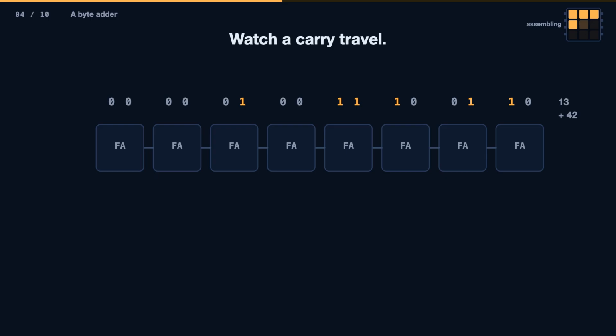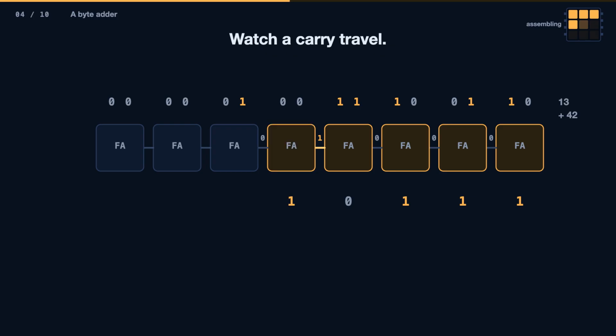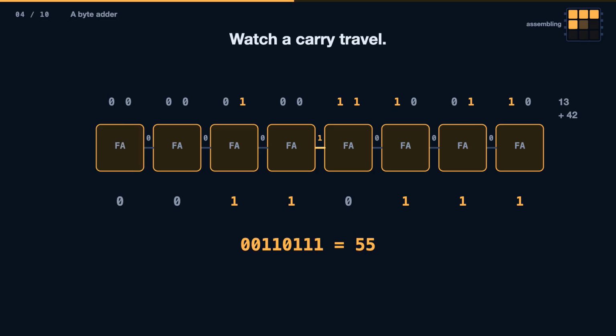Watch the carry travel. The rightmost column settles first because it has nothing to wait for. Bit 3 is where it gets interesting. 1 plus 1 is 2, so it sends a carry to the left. That carry changes the answer in the next column, which could not be worked out until it arrived. And there it is, 55.